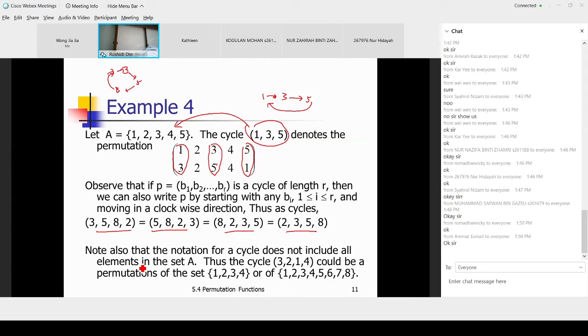Wait a moment, class. Nasi goreng kampung. Sorry.